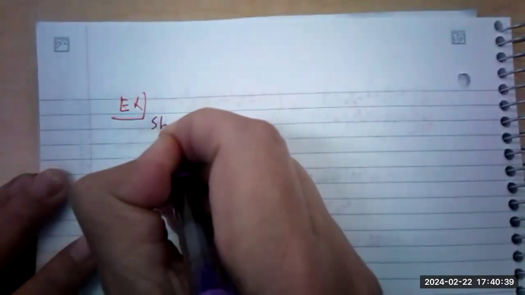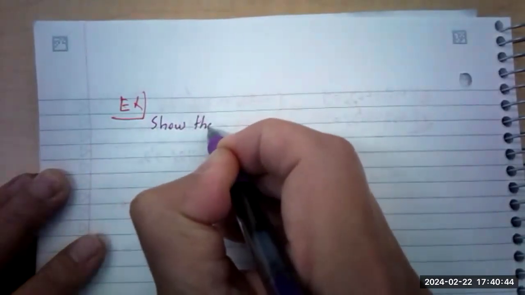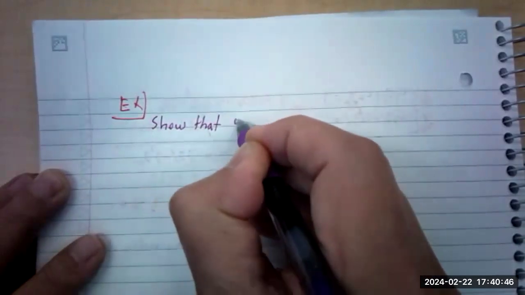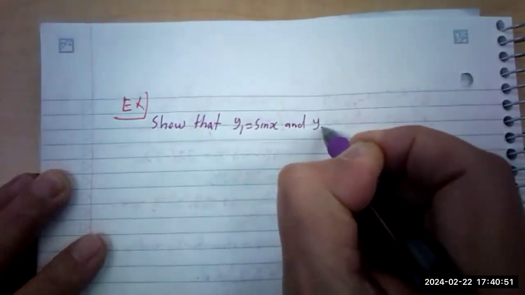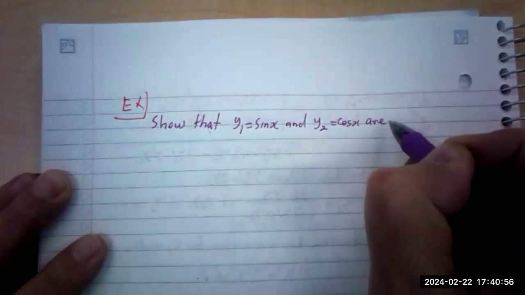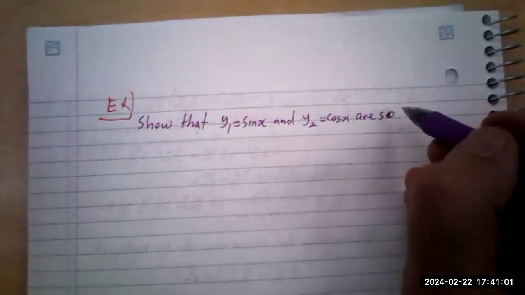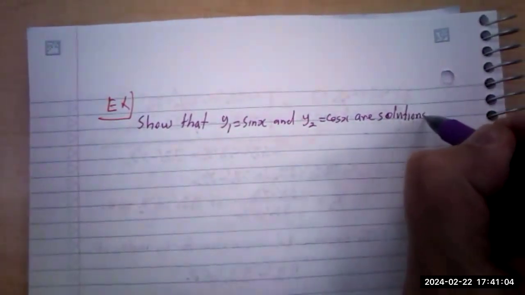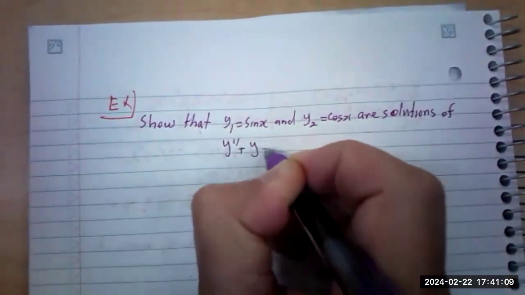Example. You have some problems in your book that ask to find the Wronskian, but we are not going to be concerned with those. This is the typical problem so far. Show that Y1 equal to sine x and Y2 equal to cosine x are solutions of this equation, y double prime plus y equal to 0.